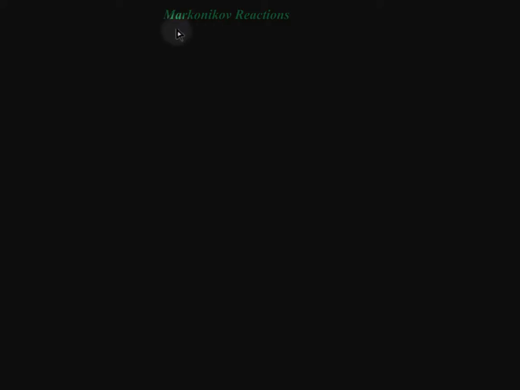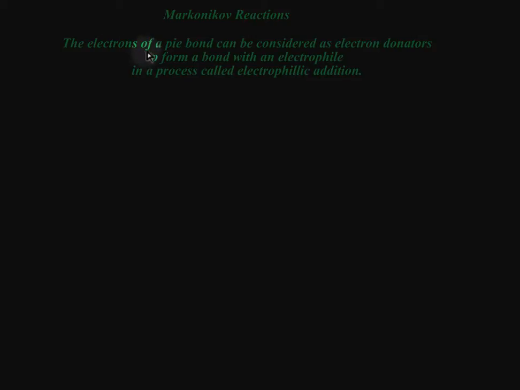Today we're going to be looking at a special class of reactions called Markovnikov reactions. When we're looking at an alkene, the electrons of a pi bond can be considered as electron donors to form a bond with an electrophile. This is a process called electrophilic addition. And what happens is your electrophile will come in and bond to the pi electrons.